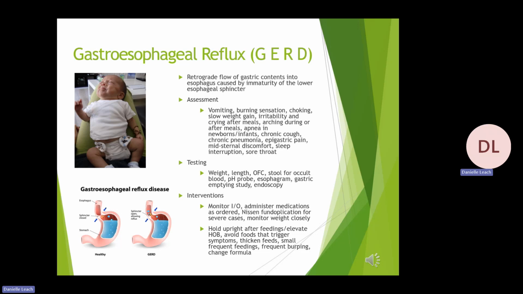Sometimes doing small but more frequent feedings is helpful. So say you want the baby to eat 120 milliliters. Instead of having them eat that much, maybe you would have them eat 90 milliliters, but do it every 2 hours instead of every 3 hours. Also, frequent burping is helpful, and sometimes changing the baby's formula to something else to see if the formula they have is maybe a trigger for them.